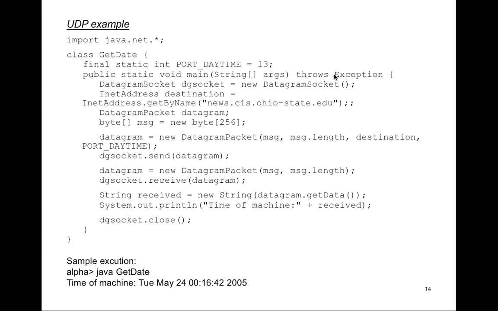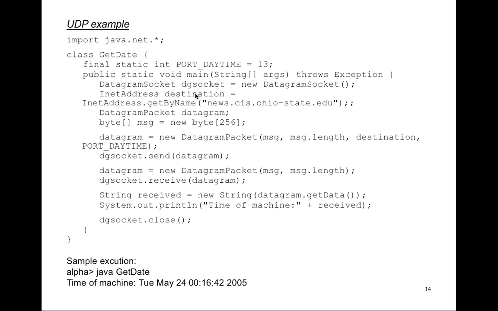Here's our main program. Here it's going to throw Exception. And what's it going to throw? Well, down here on the bottom. Actually, it's not even on this slide. So we have DatagramSocket. Instead of having a Socket, we have a DatagramSocket, a different type of socket. So it's going to be equal to a new DatagramSocket. And then we have the InetAddress, which is going to be the destination, because we need to connect. We're a client, and we're going to need to connect to something.